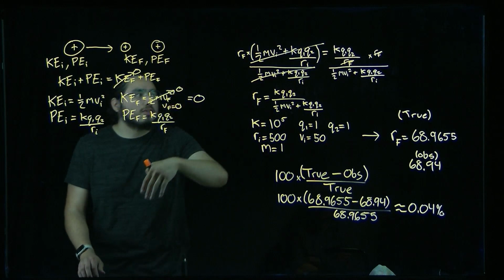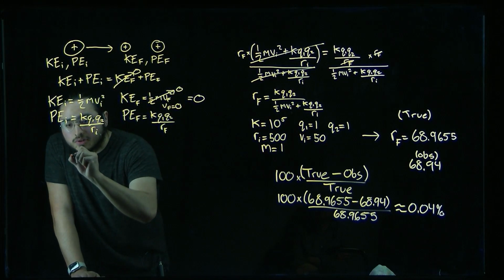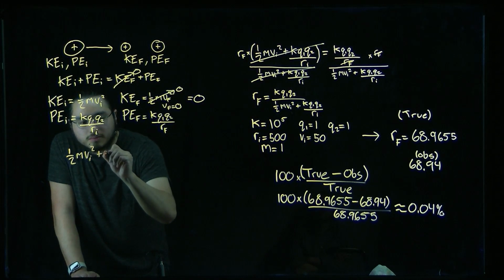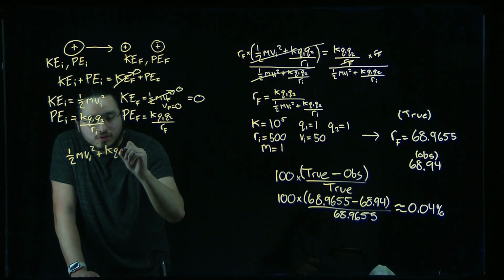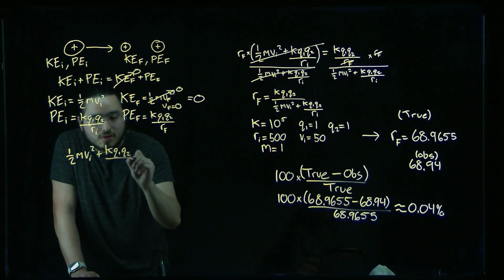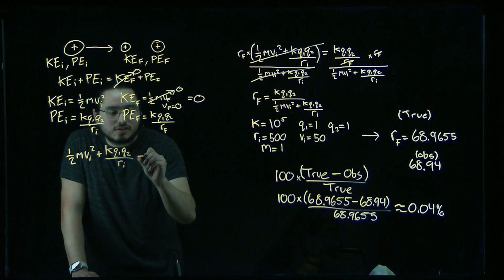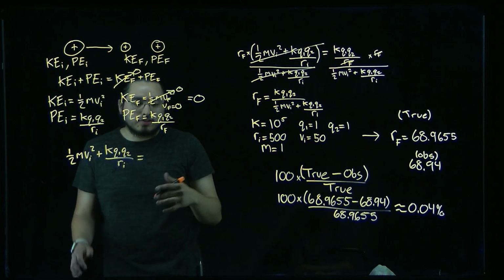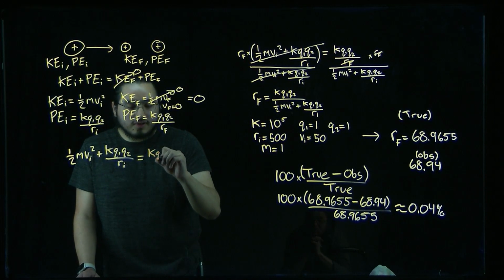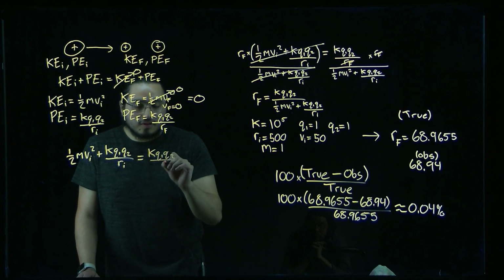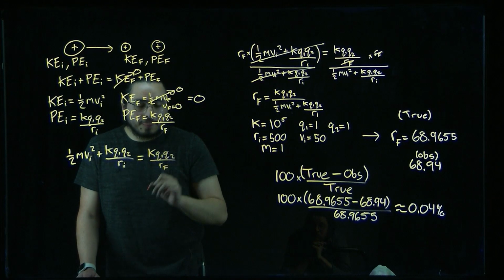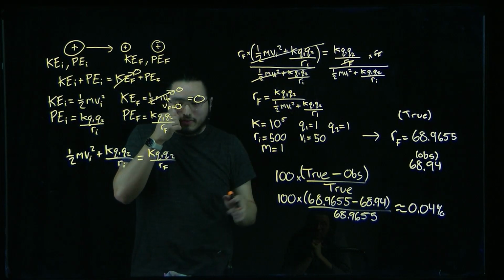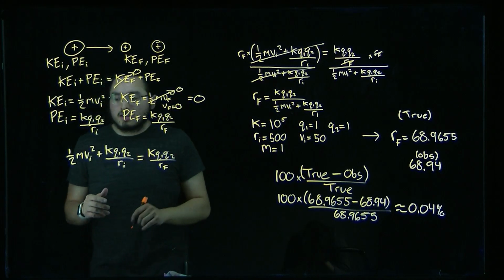So let me go back and write that first setup that we had, which was 1/2 m v_i squared plus k, the charge of the first particle, the charge of the second one, over the initial separation distance. And remember, kinetic energy, there's no final kinetic energy, and then we do have a final potential energy. So this is the law of conservation of energy that we wrote earlier before we solved for r_f, and I'm writing this out to show a common mistake.